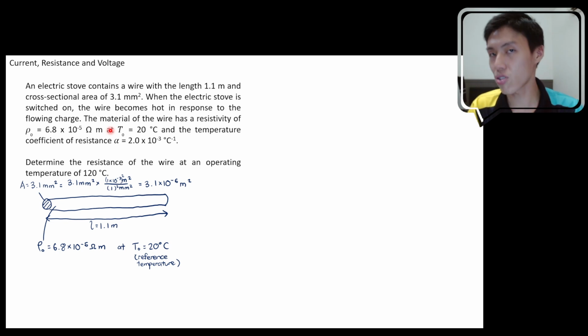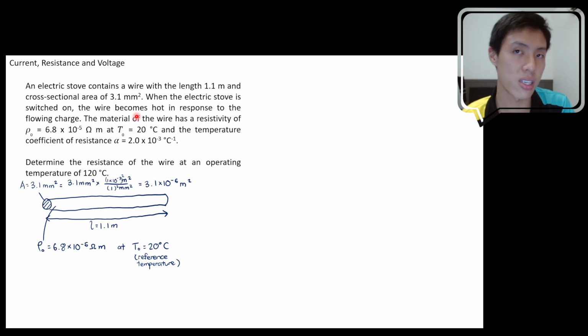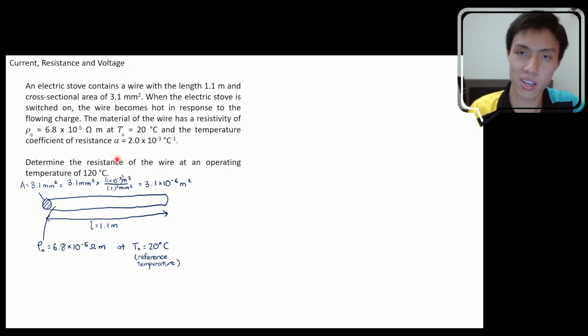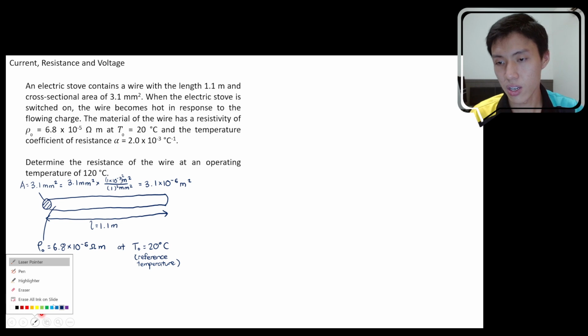In the electrical world, people usually decide to talk about resistivity or resistance by referring to a certain standard temperature, and that standard temperature is usually 20 degrees Celsius. So we are going to keep to the global standard and say that the reference temperature is 20 degrees Celsius, and at that standard temperature our resistivity is 6.8 times 10 to the power negative 5 ohm meter. And the temperature coefficient of resistance, alpha, is 2.0 times 10 to the power negative 3 per degree Celsius. So let's write it down.